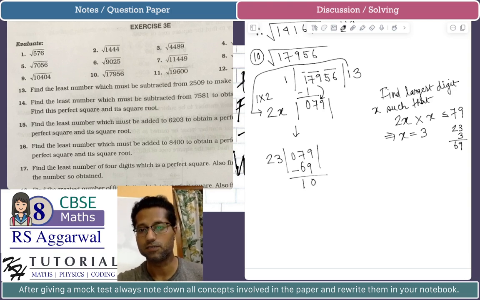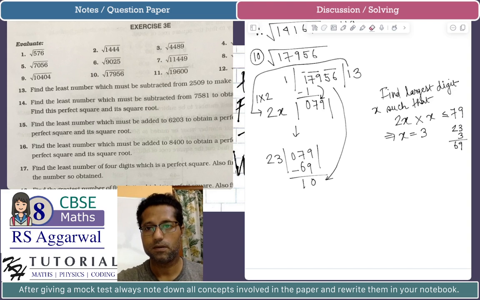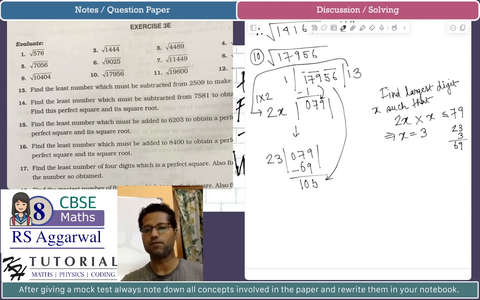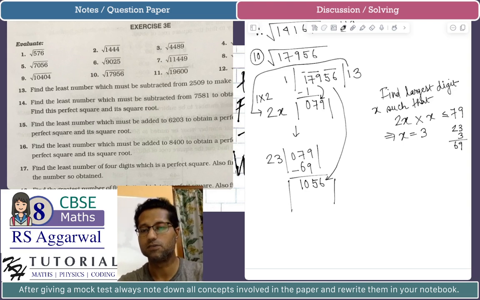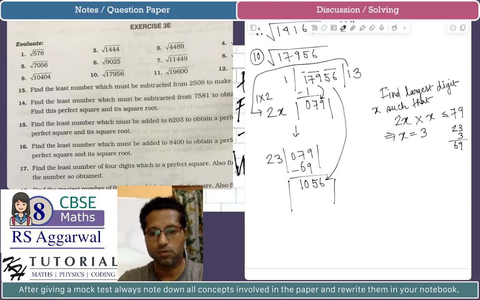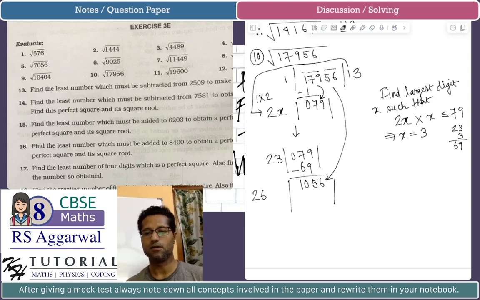What do we do next? We bring down the next period, which is 56. The current dividend now becomes 1056. And now what will be the partial divisor? The next partial divisor is the current quotient, which is 13, multiplied by 2. So 26. 26 will be the partial divisor.